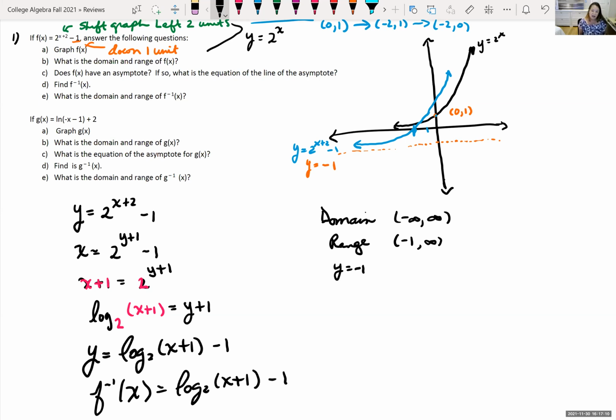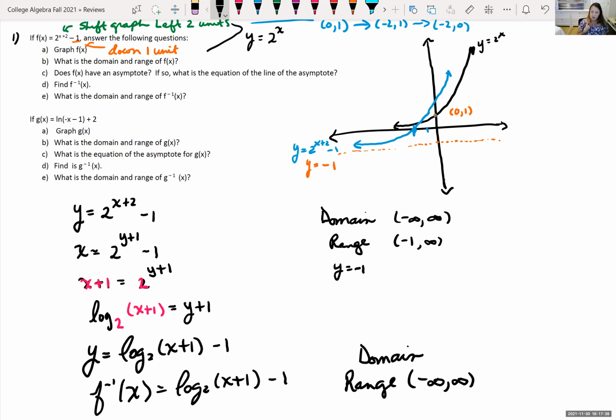When it wants the domain and the range of the inverse function, well, the domain and the range of an inverse function are just swapped from the original function. Our original function's domain was negative infinity to infinity. That's what our range is for our inverse function. So the range is negative infinity to infinity, where our domain is what our range was for our original function.